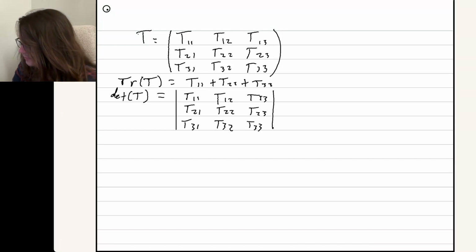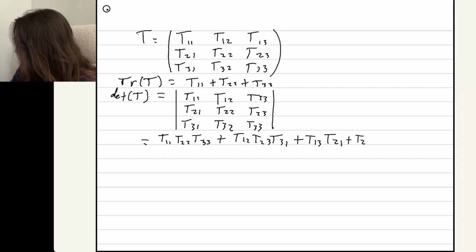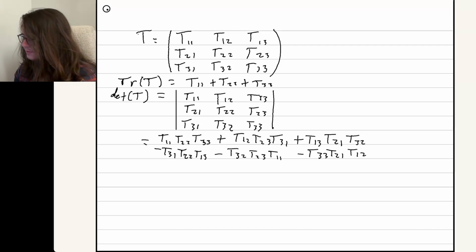So the determinant is going to be T11 T22 T33 plus T12 T23 T31 plus T13 T21 T32, minus T31 T22 T13, minus T32 T23 T11, minus T33 T21 T12. Okay, so that's the determinant.